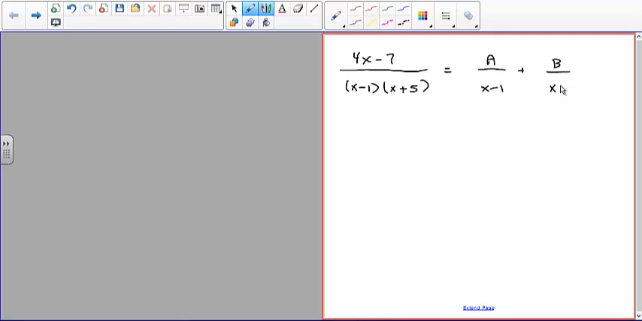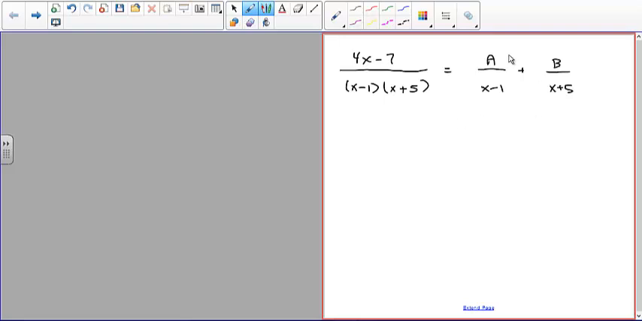And does it make any difference whether A goes with x plus 5 or B with x minus 1? The answer is no. It's just the values would switch if you switched their place. But as far as you don't have to have any rule that says I need to stick A with the biggest one or the smallest one.